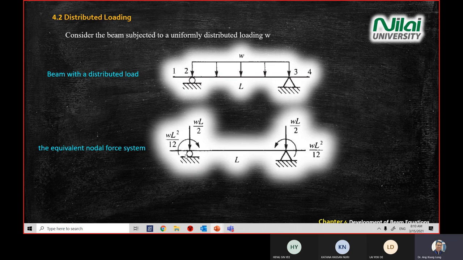So in this case, if you look at your roller support on the left, and your support at point number 3 here, you can draw them in the form of the picture that you see on the screen here. So you can convert the distributed load into reaction forces. We can convert the effect of the distributed load W into WL divided by 2, and there's a moment for the left-hand side support and right-hand side support. Both are given by WL squared divided by 12.